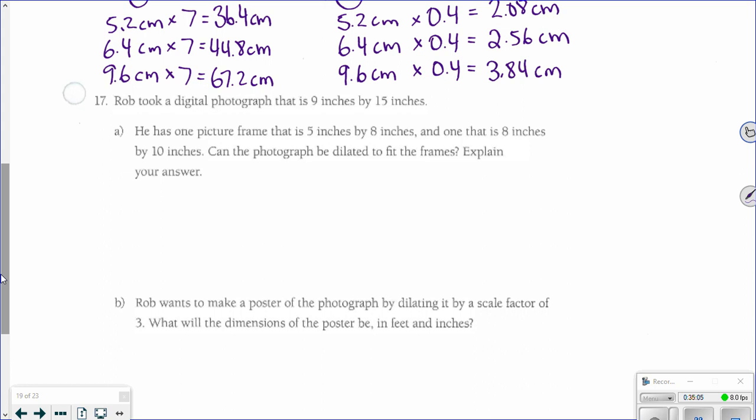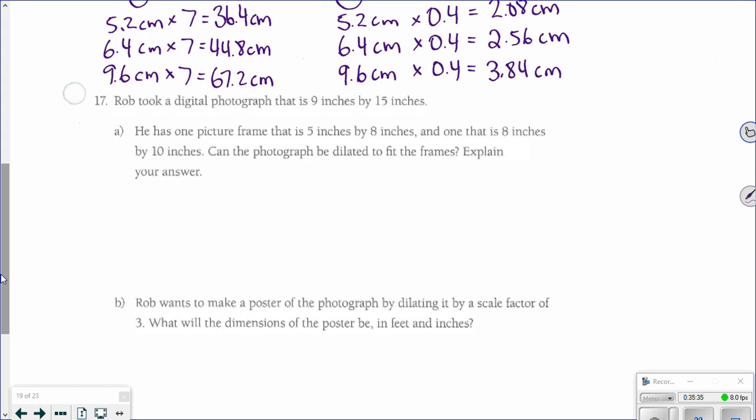The next question is about figuring out if pictures will fit in frames. Basically, can we enlarge or reduce a photo to fit a frame? It says Rob took a digital photograph that's 9 inches by 15 inches. He has one picture frame that's 5 by 8 and one that's 8 by 10. Can the photograph be dilated to fit the frames? Explain your answer.